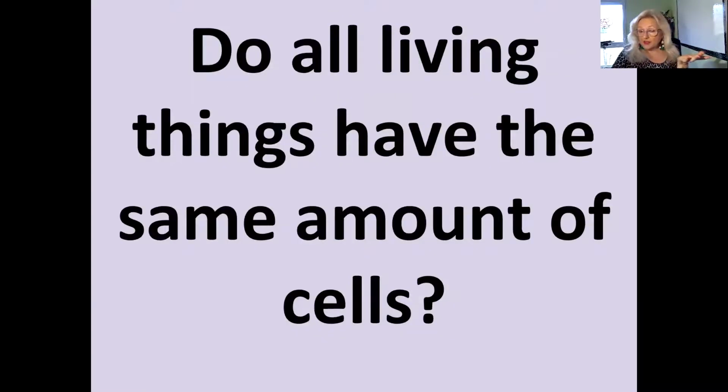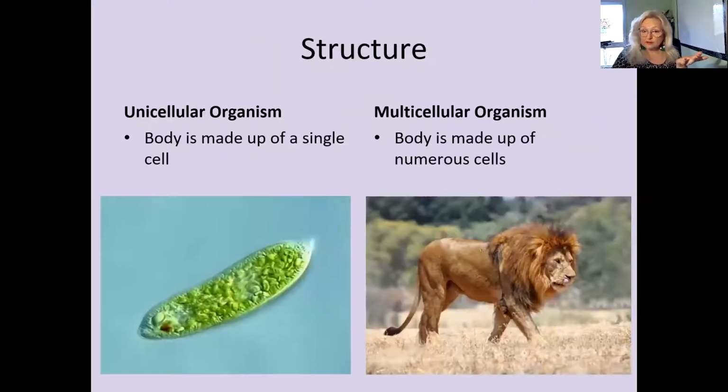Do all living things have the same amount of cells? What do you think? No, absolutely not. Unicellular organism. Here's a unicellular organism. The body is made up of a single cell, one cell. A multicellular organism, the body is made up of numerous cells. So you can see the difference, right?